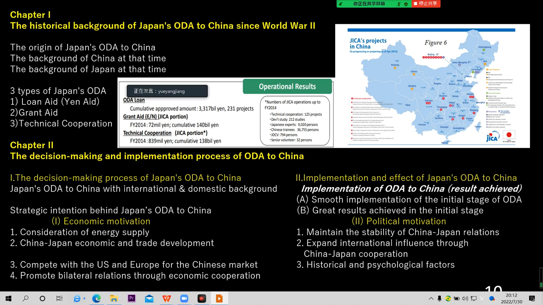phase of the ODA. And here for the implementation part is also talk about how the implementation take place on the ODA to China with the result achieved. It went through a smooth implementation of the initial stage of ODA and also with a great result achieved in the initial stage.